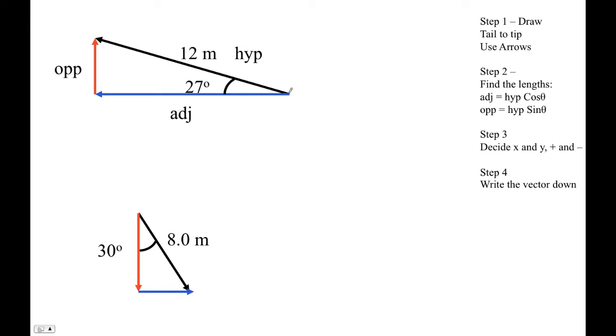Draw the components. They're already drawn, but I'm going to draw it over there. So let's go to the left. Let's go up. When you do this, use arrows. Go from the tail to the tip. Find the lengths of the sides. The adjacent side is hyp cos theta. So since 12 is my hypotenuse, I type 12 cos 27 in my calculator, and I get 10.692. That's the length of this side.